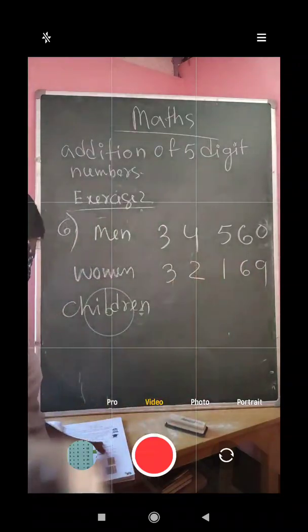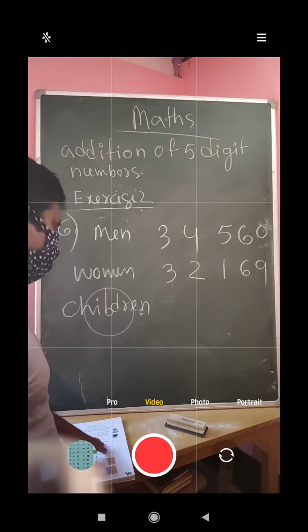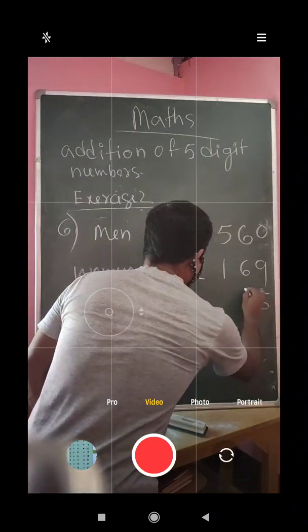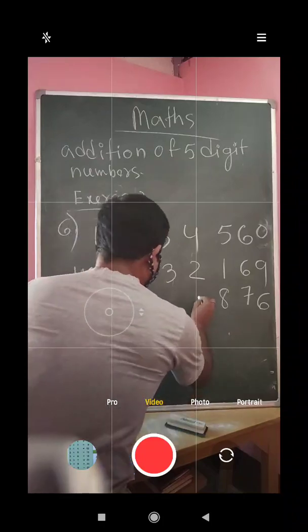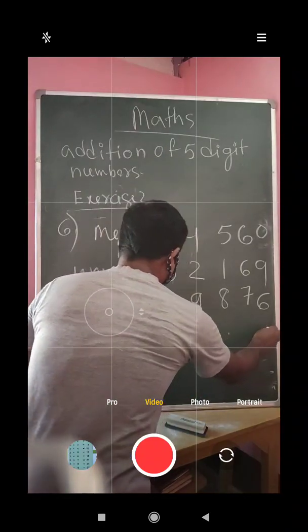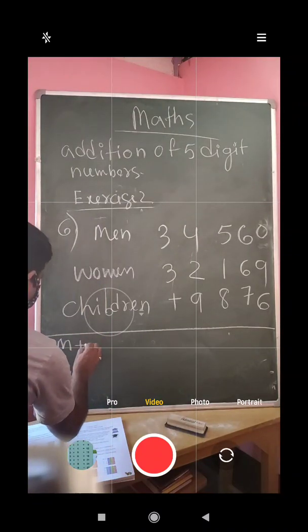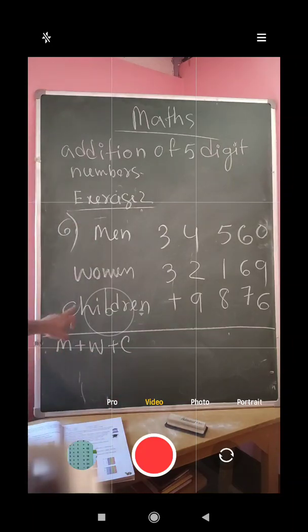These are all 5-digit numbers. And now 9,876 is a 4-digit number. So always when you write a 4-digit number along with 5-digit numbers, you start from the right side, so 6, 7, 8, 9, so that you do not mingle or lose it. So now I will write the short form, that is M plus W plus C, meaning men as M, women as W, children as C. Okay, so now we will add.